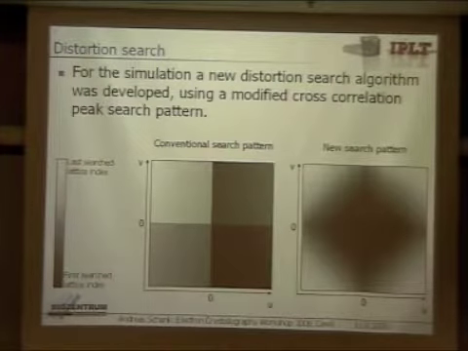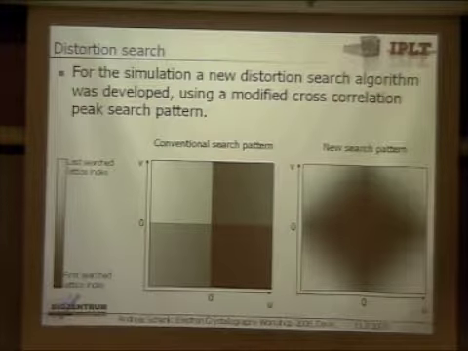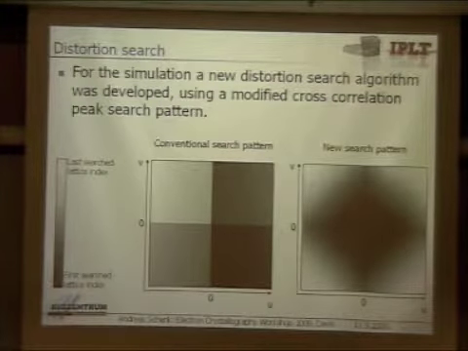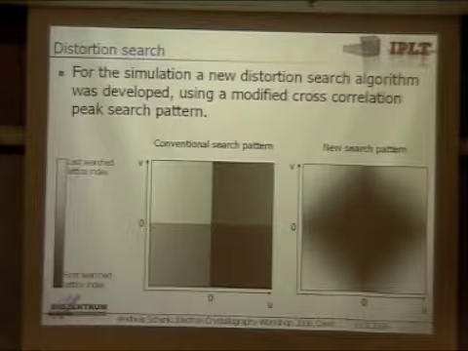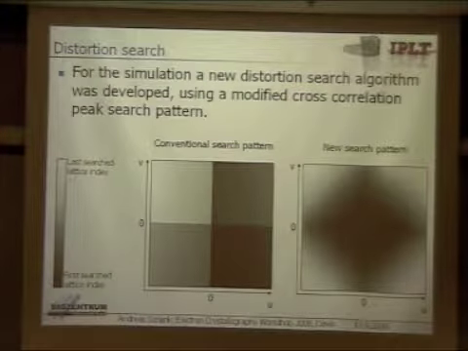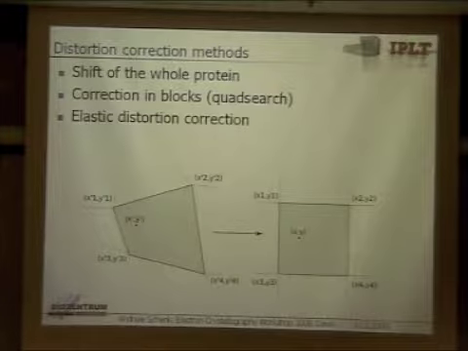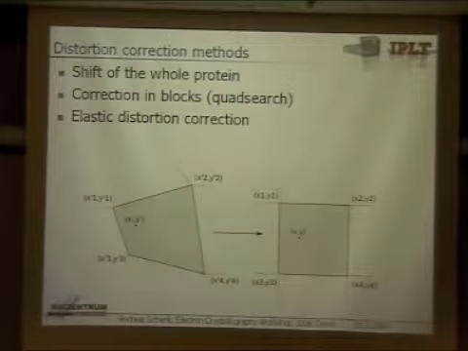This gives somewhat an improvement that if the crystal is heavily distorted, it's easier to find the distortion, the actual peaks of the cross-correlation map. It means you don't need to iterate that much as you do normally with the quad solution. Okay. Then once you have done the distortion search, you need to correct your image.